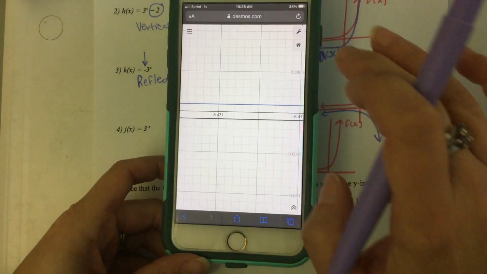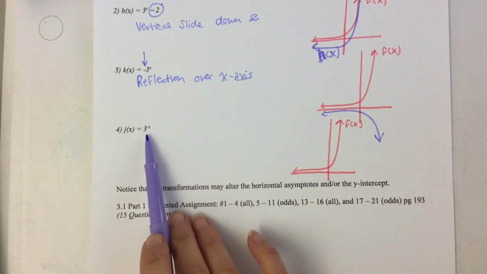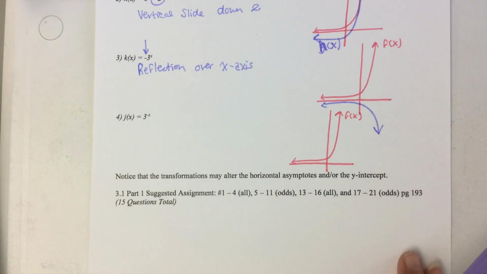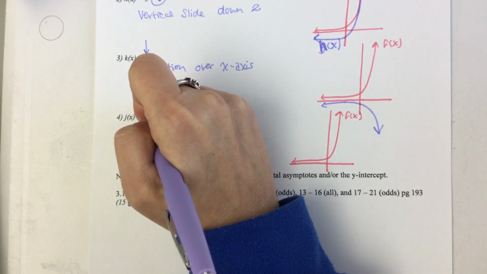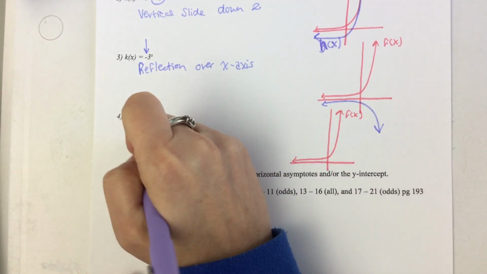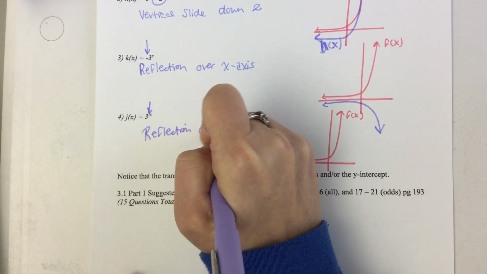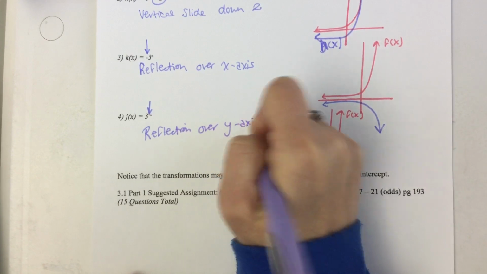All right, let's go ahead and move on to our last example. Again, I see a negative sign. A negative sign is always a reflection. If the negative is not out front of the whole thing, and it is only with the x term, you're reflecting over the y-axis. So this is a reflection over the y-axis.